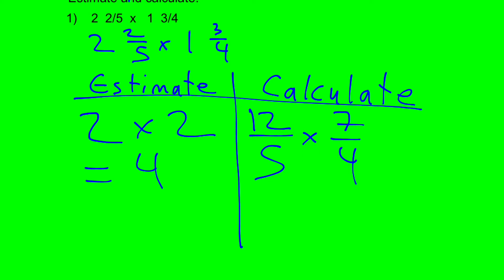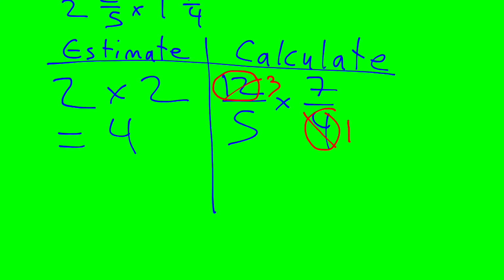Well, I can simplify the 12 and the 4 by dividing them both by 4. 4 divided by 4 is 1. 12 divided by 4 is 3. The 7 and the 5 are already simplified. So I go and I multiply this out. 7 times 3, 5 times 1. I get 21 over 5.